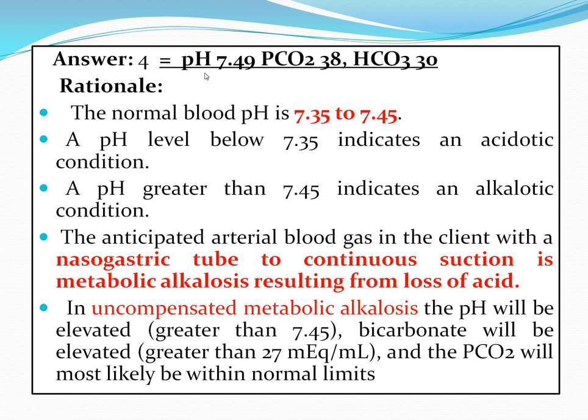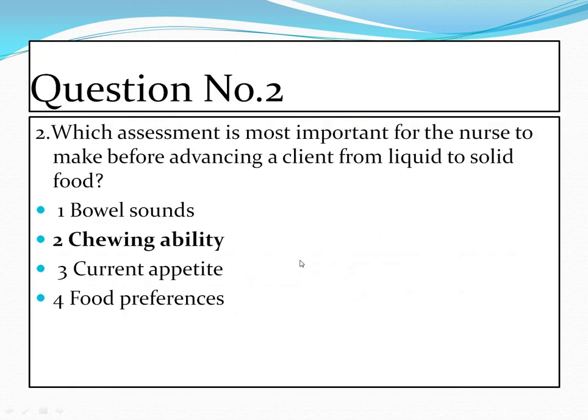But in this case, the pH is not normal, one value, PCO2, is within the normal range, and bicarbonate is elevated. That's why it is a case of uncompensated metabolic alkalosis. Okay, we can go to the next question.